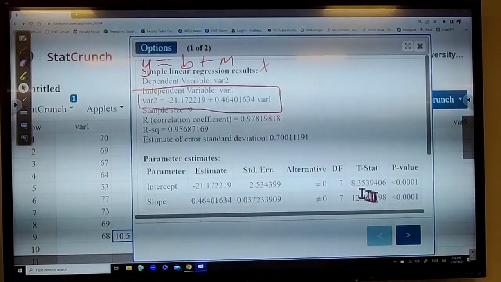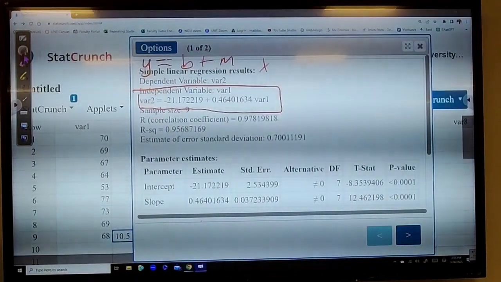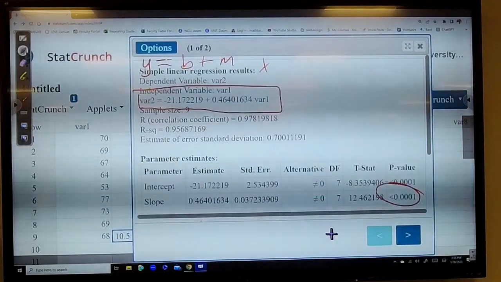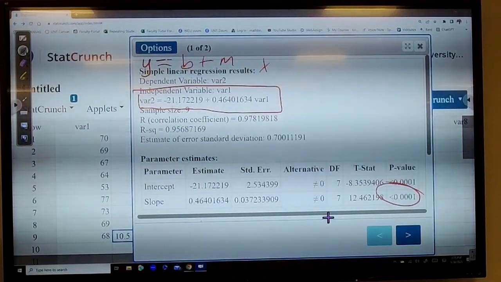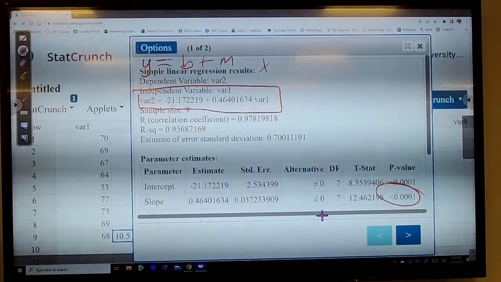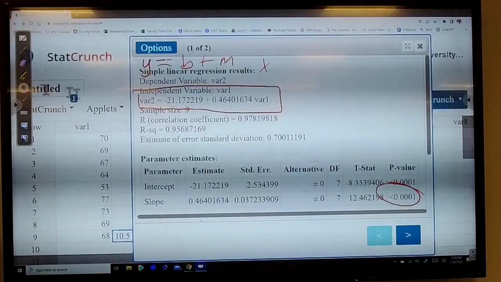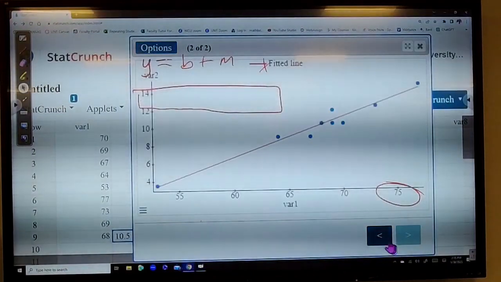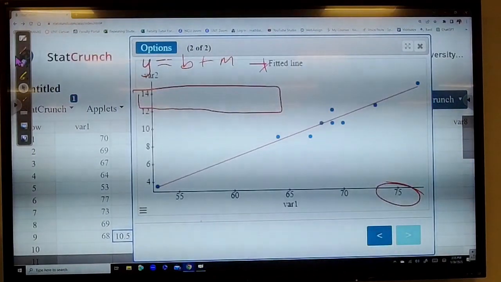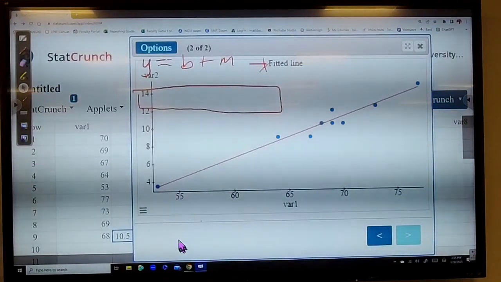The p-value was so low that we knew that we would reject the claim that the correlation coefficient for the population is 0, meaning we're rejecting that there's no correlation. You can look at the picture and certainly tell that the correlation is strong. So we're going to use our equation of the line to make a prediction.